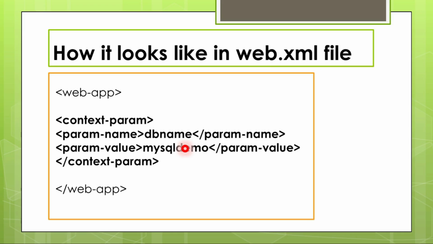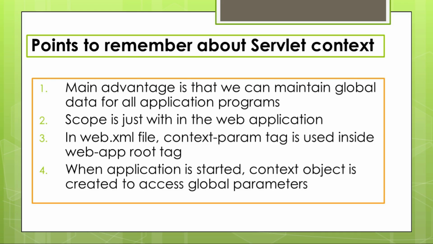So to create a servlet config, init-param is used, and to create servlet context, context-param is used. This is another difference. Relating to servlet context, these are the things you need to remember. The main advantage is that we can maintain global data for all application programs. Second, the scope is just within the web application. In servlet config, the scope is just within the class, and here the scope is within the application. For the whole web application, the data is available.